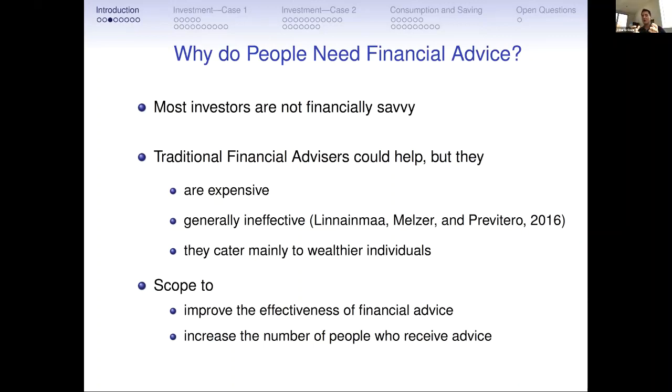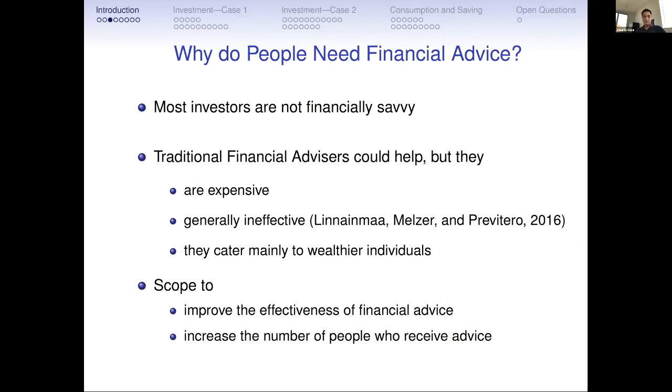They tend to target only wealthy individuals because individual financial advisors, for example, have a limited amount of time they can dedicate to their clients. The only people they can cater to are the ones that are wealthy because they're going to be able to extract larger fees. And so they're going to be able to make a living out of it.